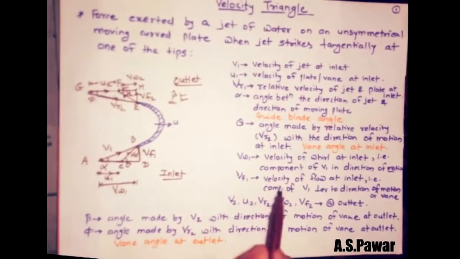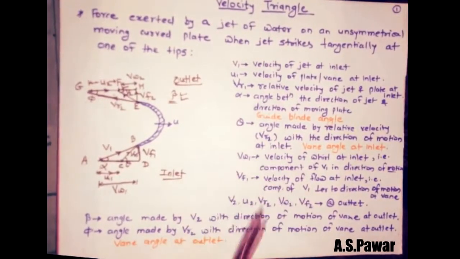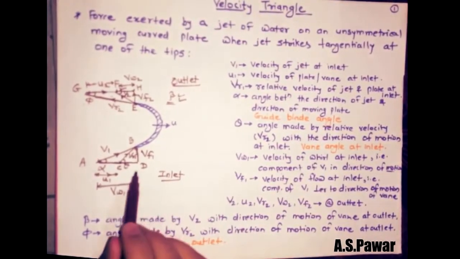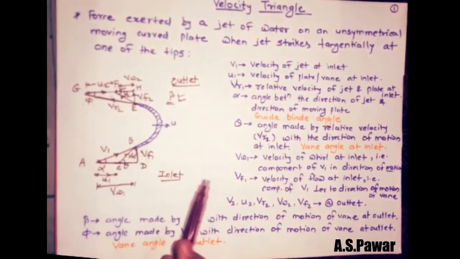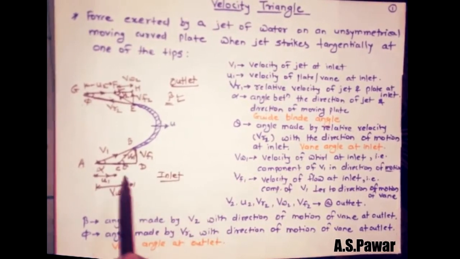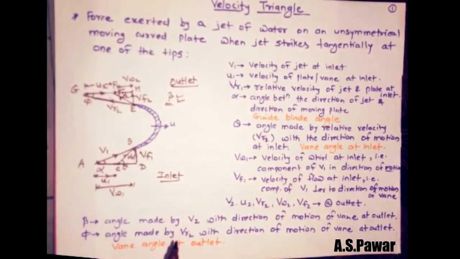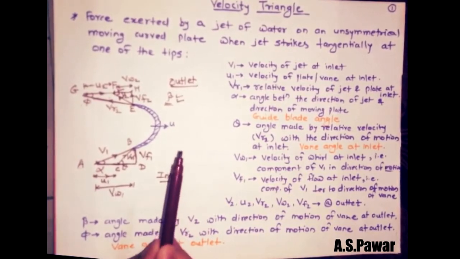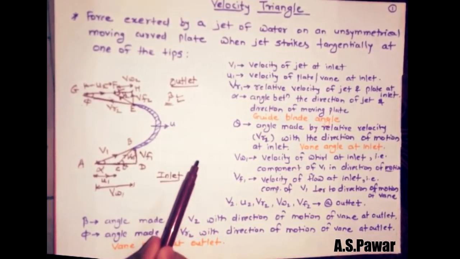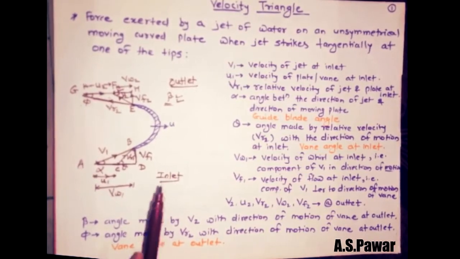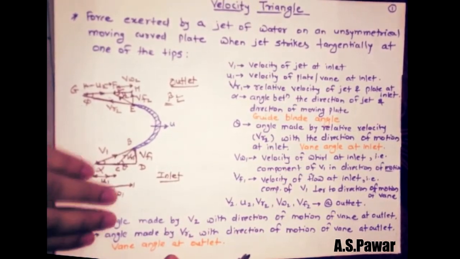Good morning. In the previous lecture we learnt about the velocity triangle, in which we found the velocity triangle at the inlet as well as the outlet. So in today's lecture we will need the information of this inlet velocity triangle as well as the outlet velocity triangle. Today we are mainly going to learn two things. First, how to find the work done by the jet, and second, the efficiency of that jet. So let's start with that.